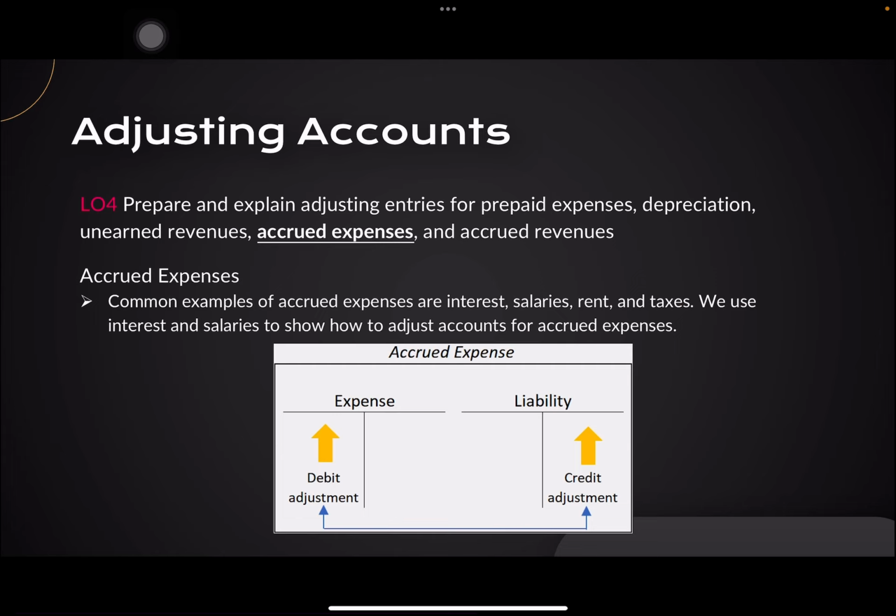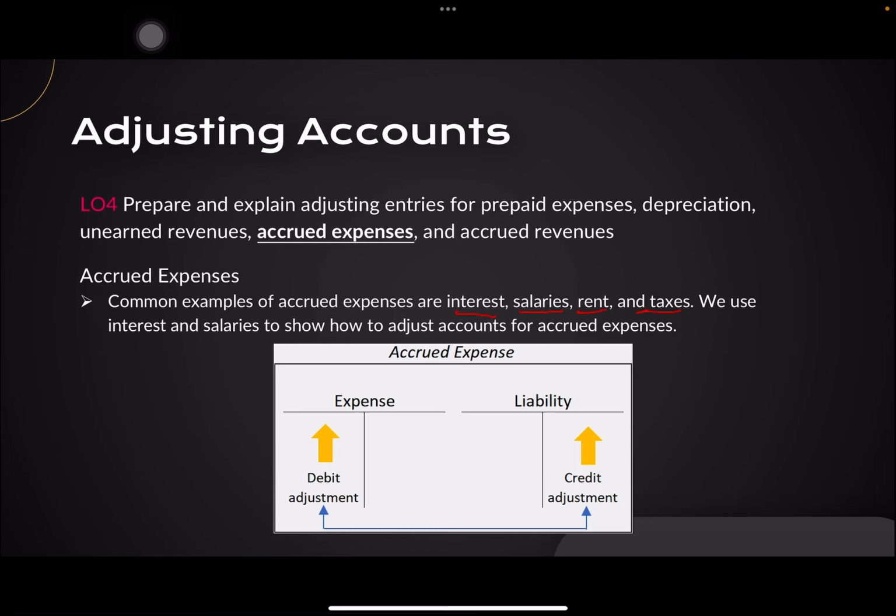So the common examples of accrued expenses would be your interest, salaries, rent, and taxes. So we use interest and salaries to show how to adjust accounts for accrued expenses. We will have one sample on how to adjust interest payable and salaries payable in the succeeding slides. But as you can see here in the table, you have the approach on how to recognize an accrued expense. As mentioned earlier in the previous slide, you recognize an expense as a result of the service that was provided to you, or as a result of the products that you have received.